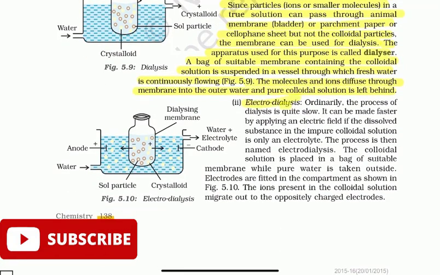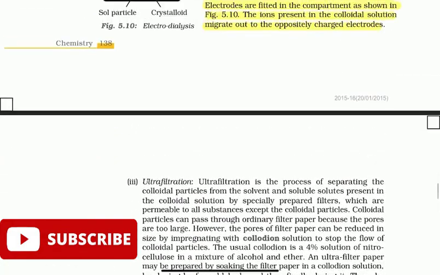Electrodialysis. Ordinarily, the process of dialysis is quite slow. It can be made faster by applying an electric current if the dissolved substance in the impure colloidal solution is only an electrolyte. The process is then named electrodialysis. The colloidal solution is placed in a bag of suitable membrane while pure water is taken outside. Electrodes are fitted in the compartment as shown. The ions present in the colloidal solution migrate out to the oppositely charged electrodes.